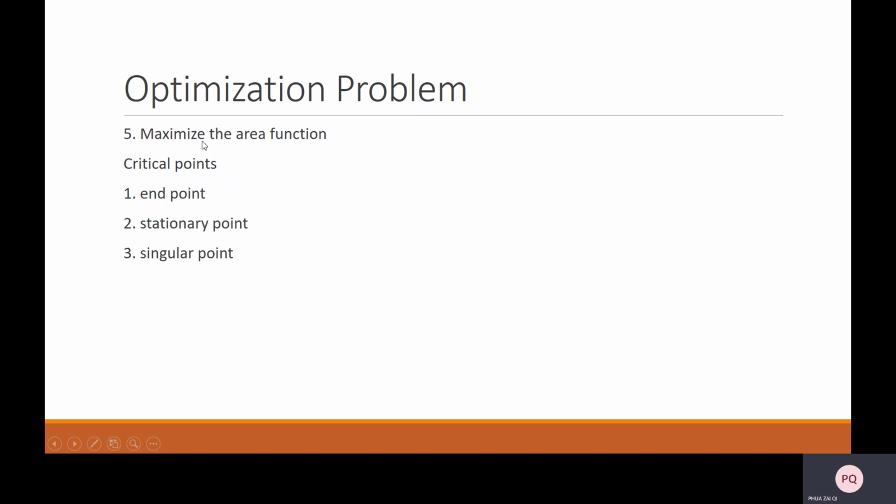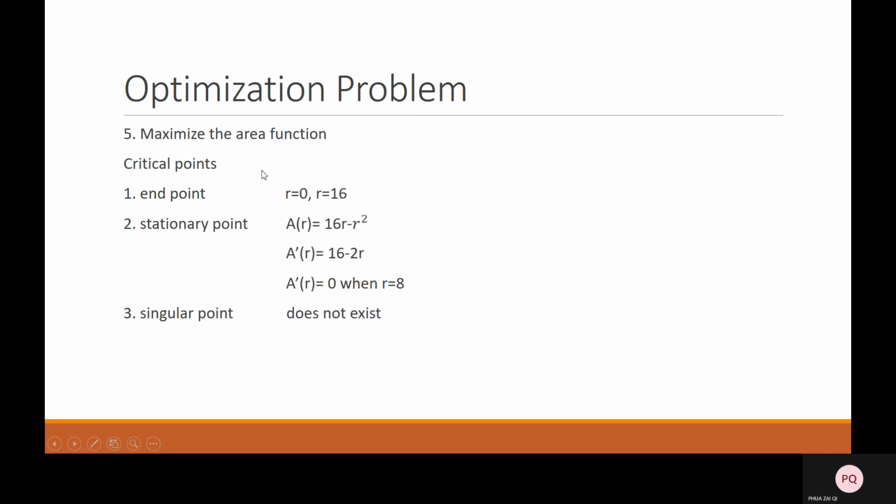Next, we need to maximize the area function. To maximize the area function, we need to find all the critical points in the graph of the area function. Critical points consist of endpoints, stationary points, and singular points. Endpoints are the starting point and the ending point of the graph. R is in the range of 0 to 16. We know that the starting point is r equal to 0 and the ending point is r equal to 16.